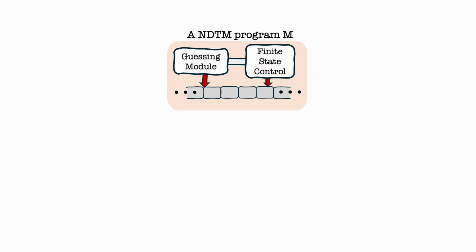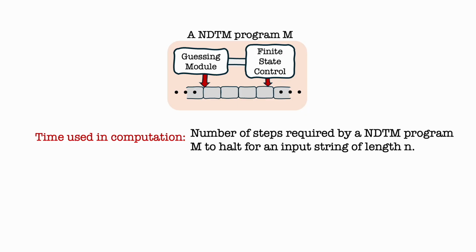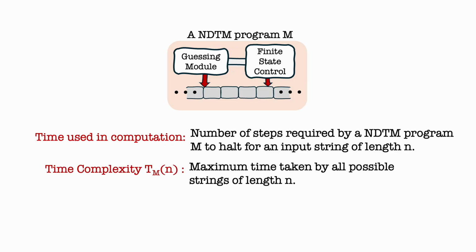If we define time complexity for an NDTM, we can say that the time used in computation is the number of steps required by an NDTM program M to halt for an input string of length n. The time complexity is the maximum number of steps taken by the NDTM for any input string of length n. In other words, it's the maximum steps among all possible strings of length n. If there exists some constant k such that this maximum number of steps is always less than or equal to n to the power k, then we say the NDTM program M runs in polynomial time.